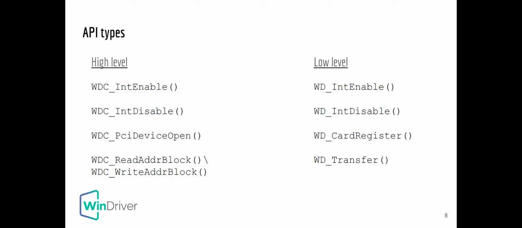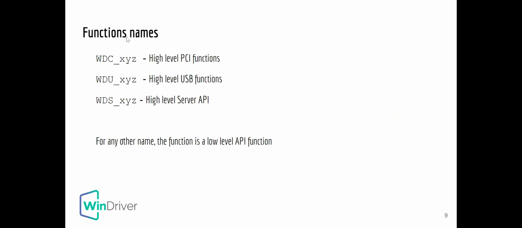The high-level APIs are more sophisticated, easier to work with, and we keep updating them. So we recommend working only with high-level APIs and not with low-level APIs. They are easier to troubleshoot, to debug, to operate, or to code. So we recommend working with them. Another thing we need to pay attention to is the function name. WinDriver functions start with WD something. WDC is for PCI, WDU is for USB, and WDS is for server API. For every other name, the function is a low-level API function.